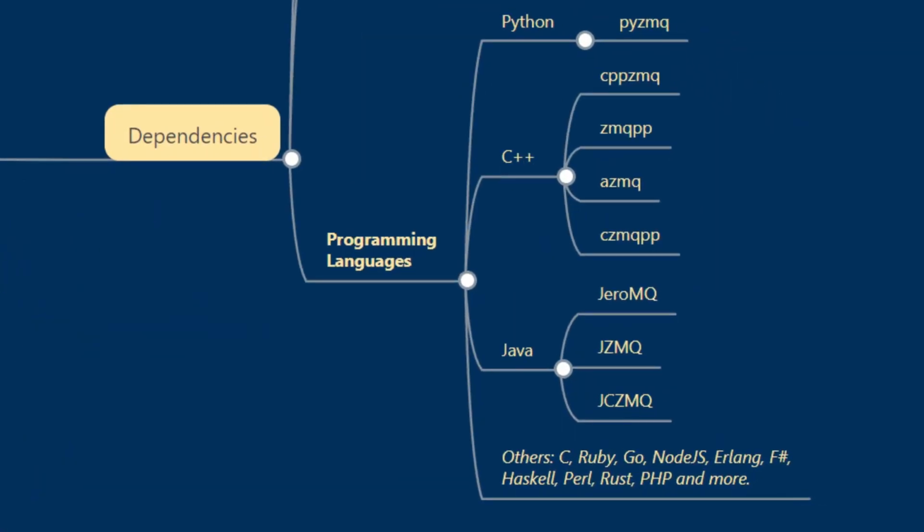For Python, dependencies include PyZMQ. For C++, you'll need one of the following: CppZMQ, ZMQPP, AZMQ, or CZMQPP. And if you're using Java, then you need JeroMQ, JZMQ, or JCZMQ.